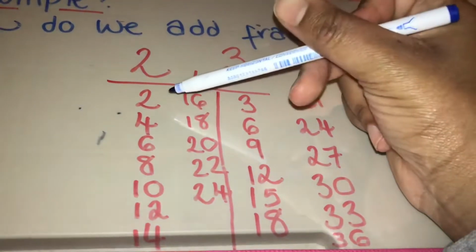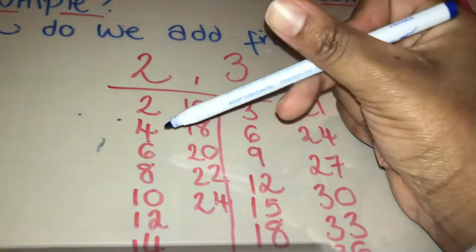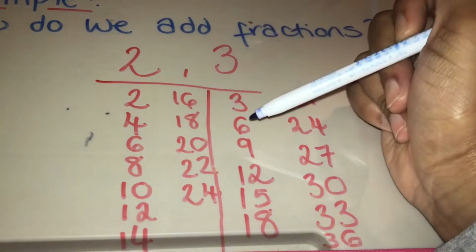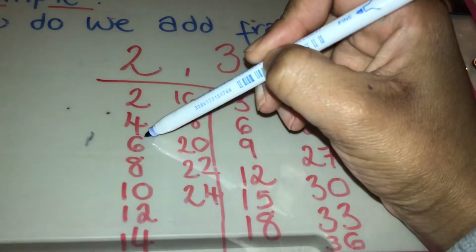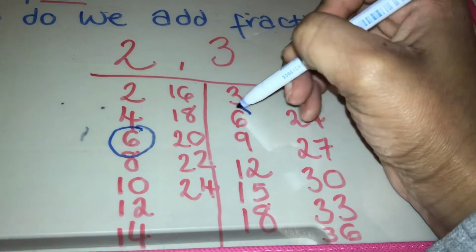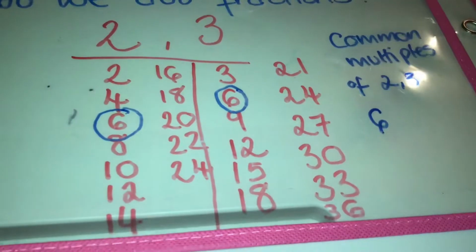So is 2 in the 3 times table? Is it a multiple of 3? No, it's not. Is 4 a multiple of 3? No. Is 6 a multiple of 3? Yes. So 2 times 3 is 6, and 3 times 2 is 6. So that's our first one. That's our first common multiple.